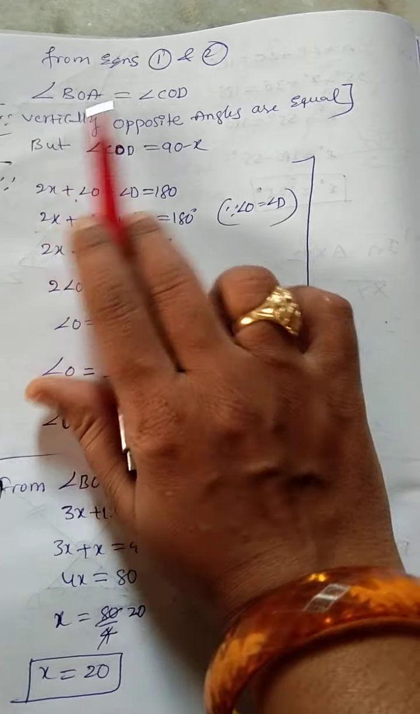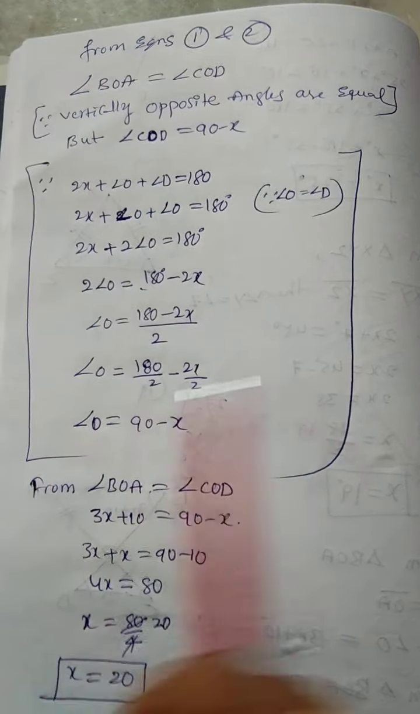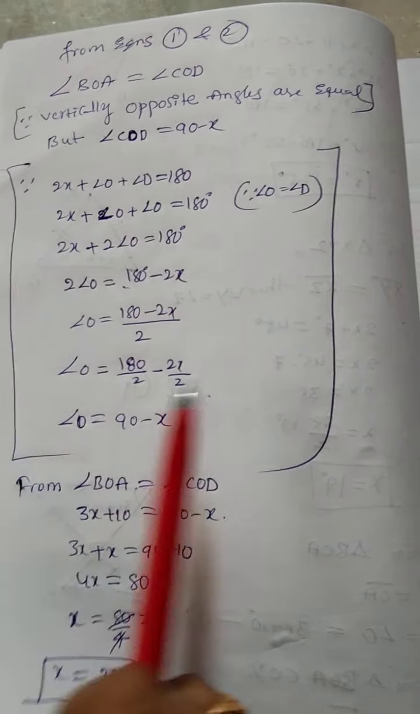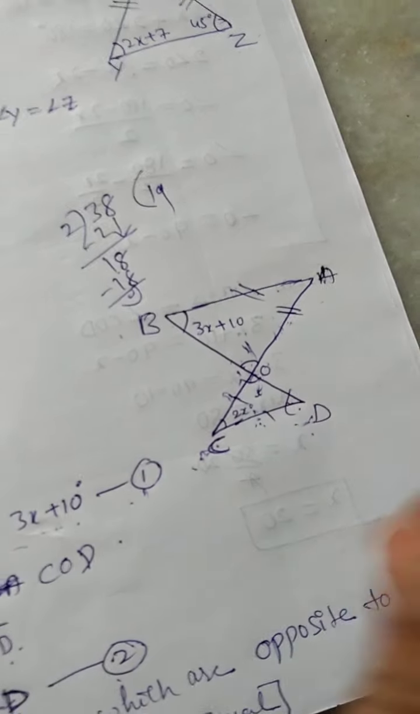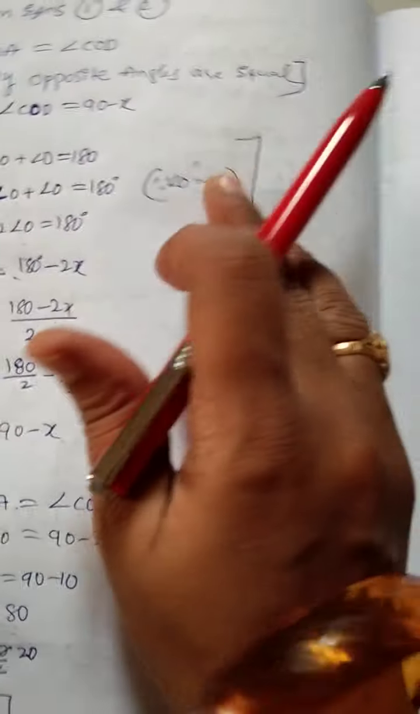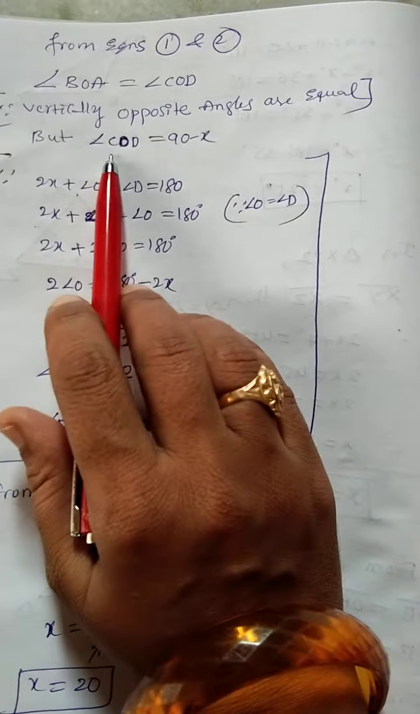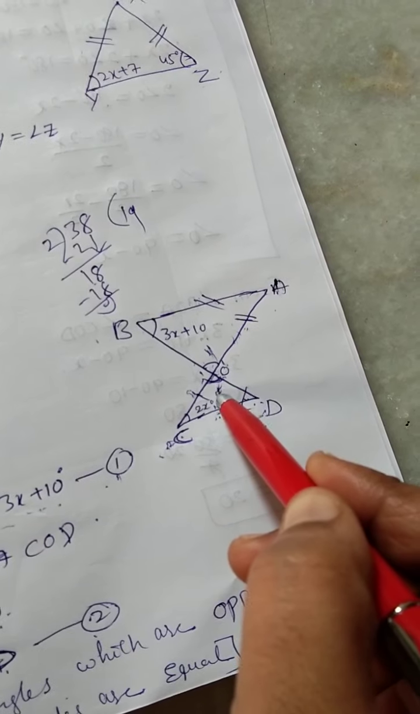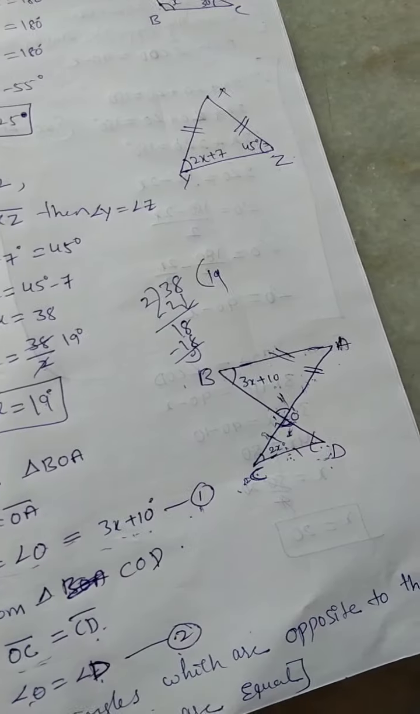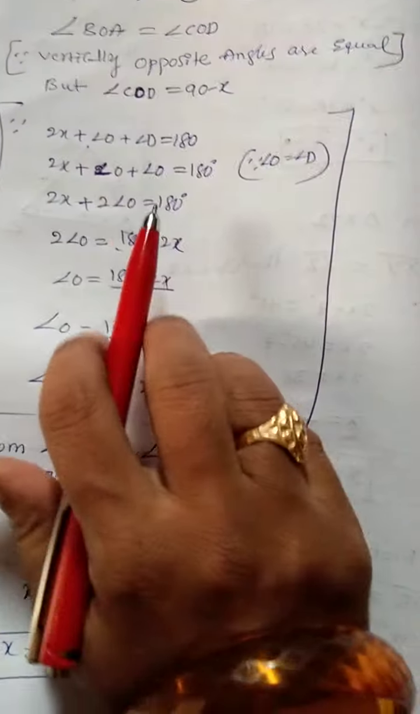Now why we are taking this: vertically opposite angles are equal, no? Okay. Now see, this angle and this angle, these two are vertically opposite angles, so they are equal. Okay. Now angle COD is equal to 90 minus x. See, angle COD, this angle 90 minus x, how will it come? Well, that reason also I wrote here.